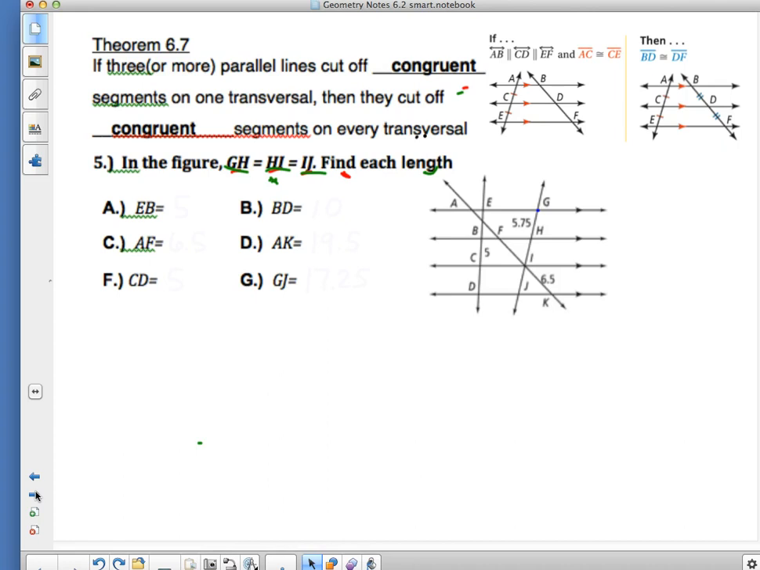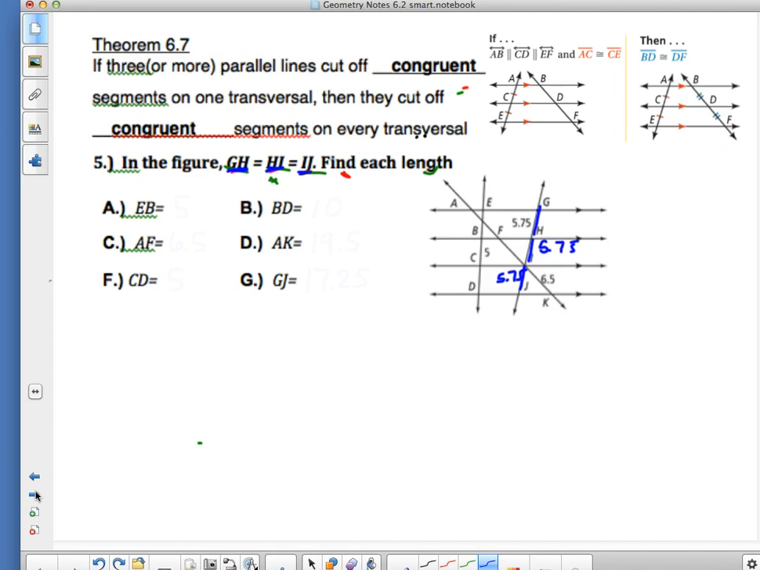So if I got 3 parallel lines, or more, it could be a bunch of them, bless you. I'm talking here, they're telling me here that GH, HI, IJ are congruent. So GH, HI, IJ are all 5.75, because I was told that they're equal.